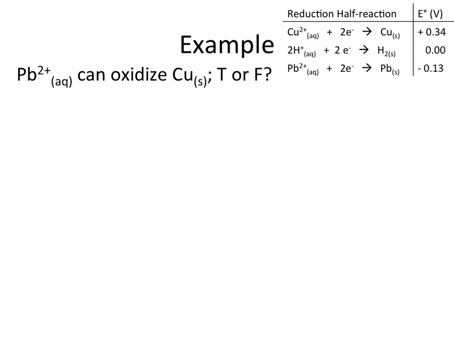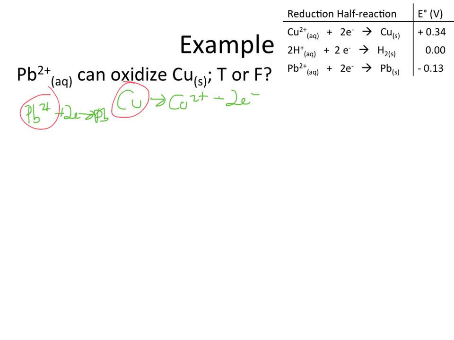Alrighty, so in this example, the question is, can Pb2+ oxidize Cu? It's giving you statements, asking you true or false. What this means is that Cu is being oxidized, so Cu is going to be losing electrons: Cu gives Cu2+ plus 2 electrons, and Pb2+ is going to be gaining 2 electrons to create Pb. So if we look on the left sides of our arrows, we'll have Cu and Pb2+.